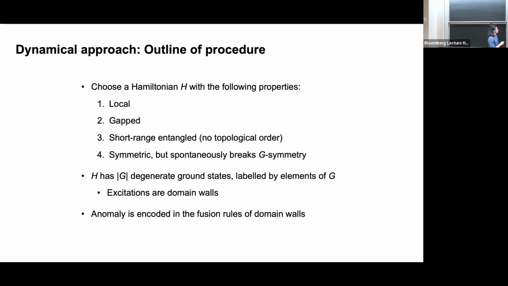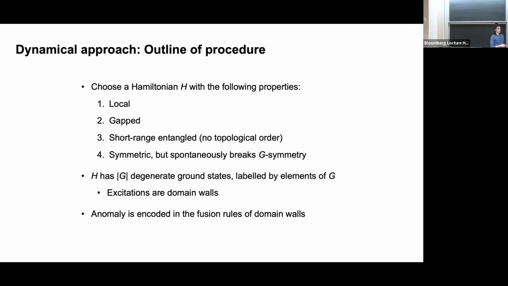Okay, so I'll start with what we call the dynamical approach, and let me start with a basic outline of the procedure. Like I said, the first step is to choose a particular Hamiltonian H. We want our Hamiltonian to have the following properties. Obviously it has to be local, just a sum of local operators. Second, we want it to be gapped. Third, we want it to be short range entangled, so there are no anyon excitations and no intrinsic topological order. And lastly, the Hamiltonian should be symmetric, but we want a Hamiltonian that spontaneously and completely breaks the symmetry.